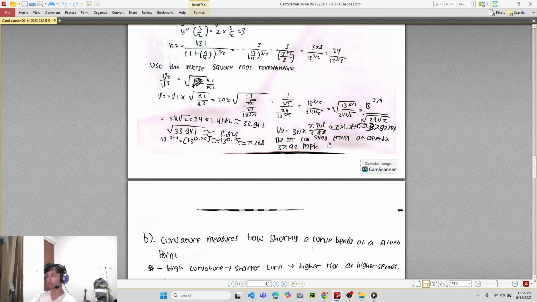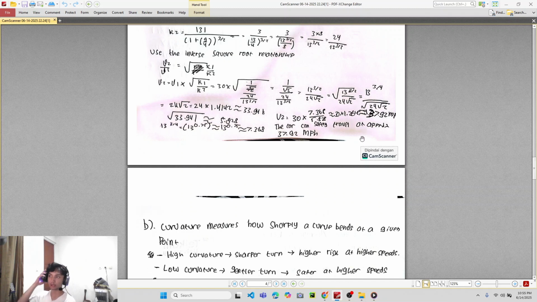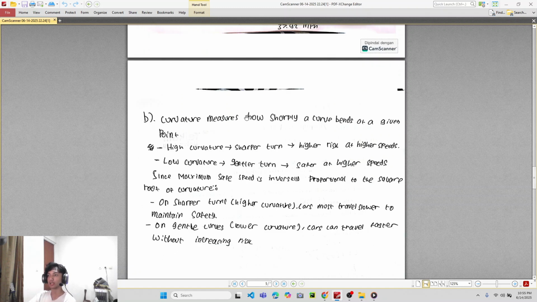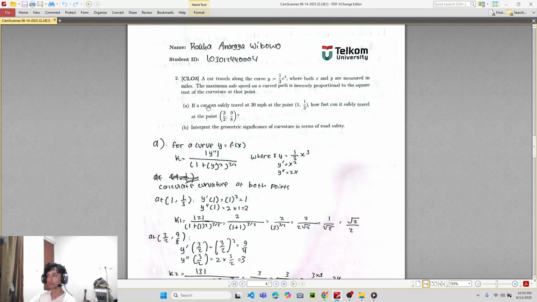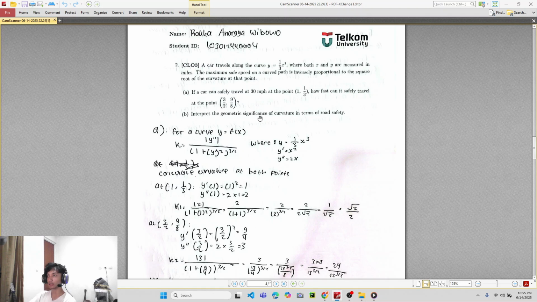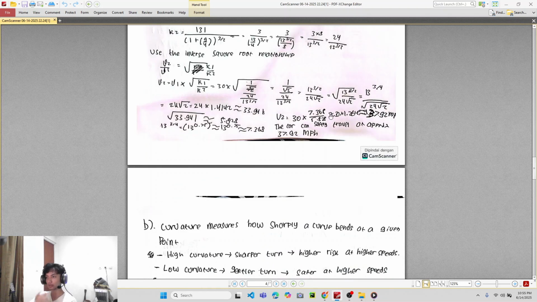So the car can safely travel at approximately 37.92 miles per hour. So for part B, interpret the geometric significance of curvature in terms of road safety.